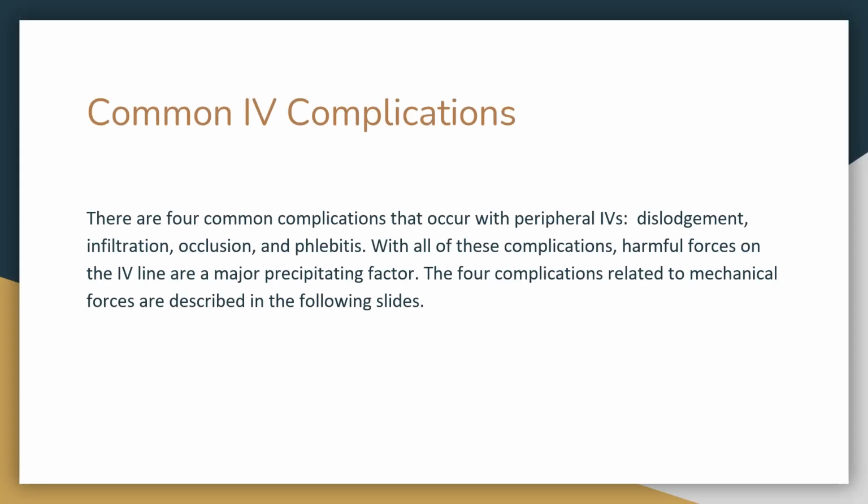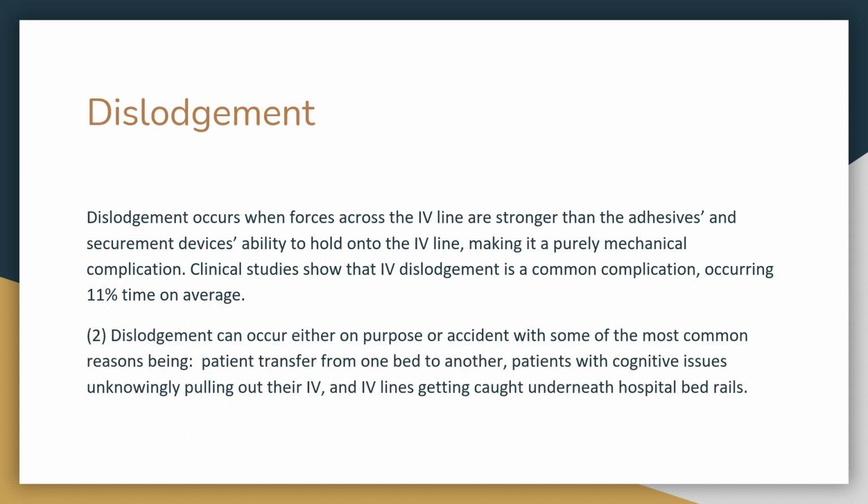So, some common IV complications. There are 4 common complications that occur with peripheral IV: dislodgement, infiltration, occlusion, and phlebitis. With all of these complications, harmful forces on the IV line are a major precipitating factor. The 4 complications related to mechanical forces are described in the following slides.